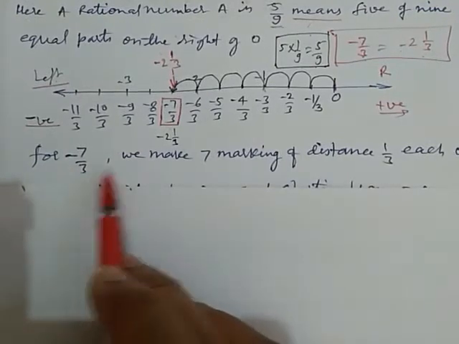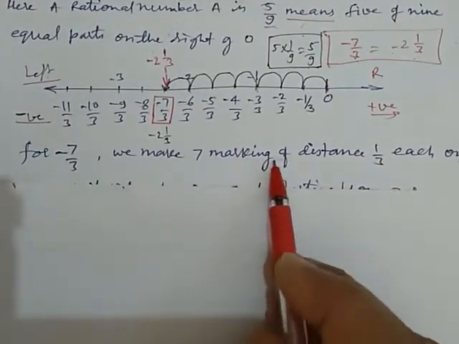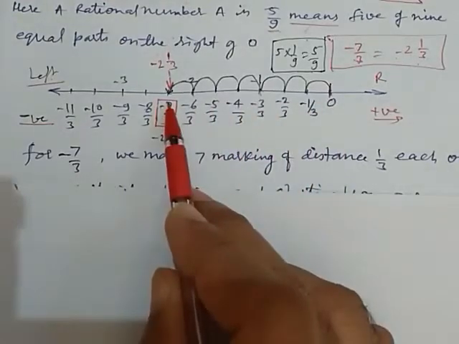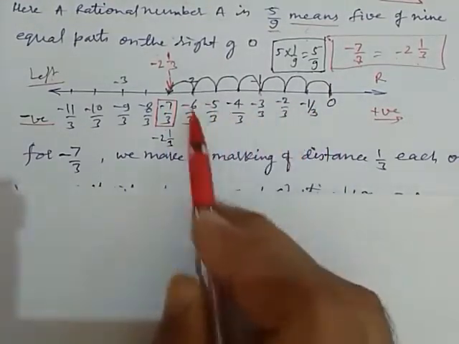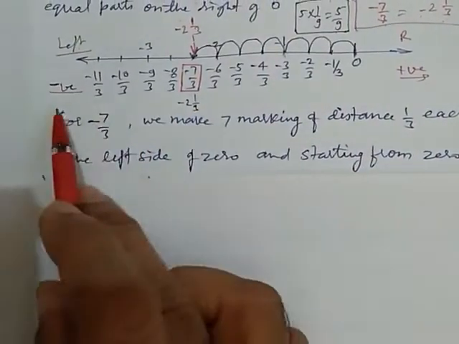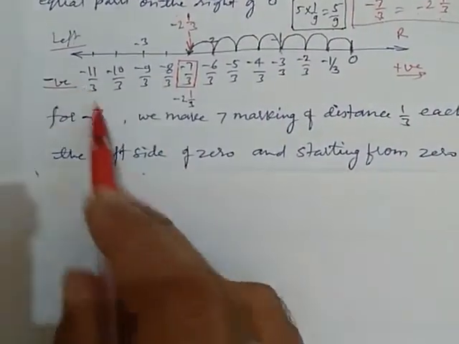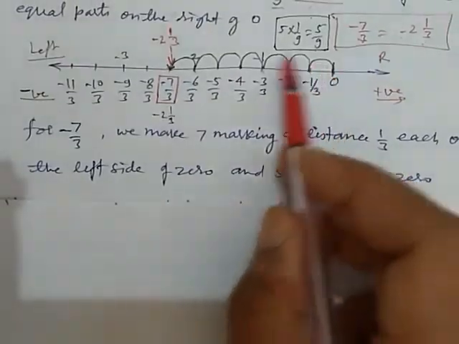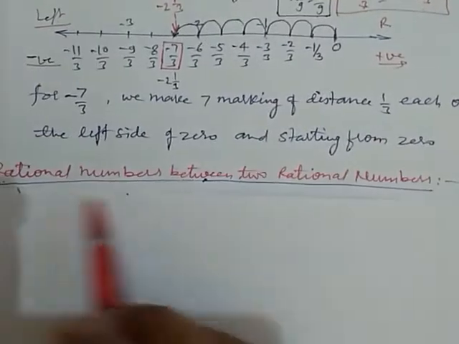For -7 by 3, we make 7 markings, each at a distance of 1 by 3. Here we make 7 markings of 1 by 3 each on the left side of 0, because we have to move to the negative side, starting from 0 and counting 7 parts.